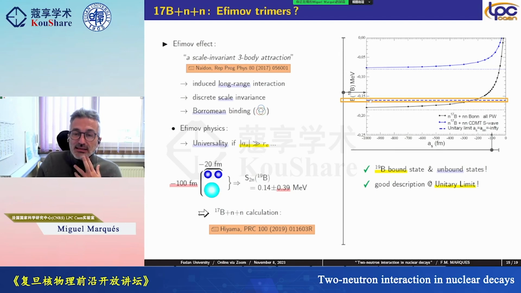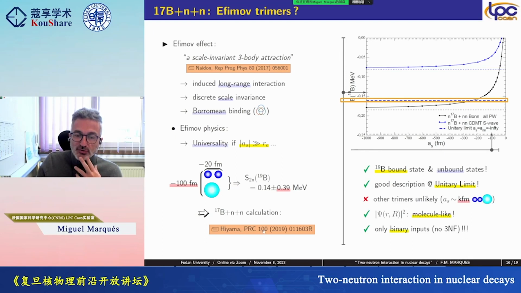And the dashed line here corresponds to the total unitarity limit. So if we take, in the blue case, the boron-18 scattering length to infinity, and we also push the neutron-neutron scattering length to infinity, then you get this result, which is also consistent with the experiment. So this confirms that boron-19 can be a very interesting system for unitary limit studies in nuclei.